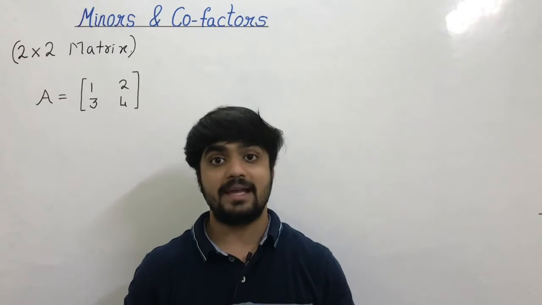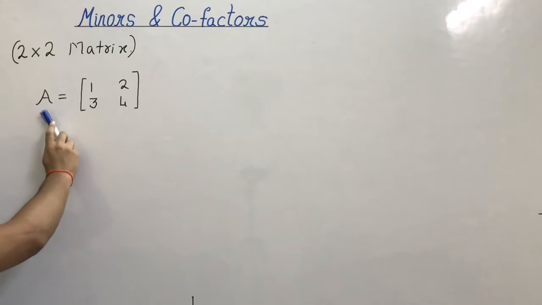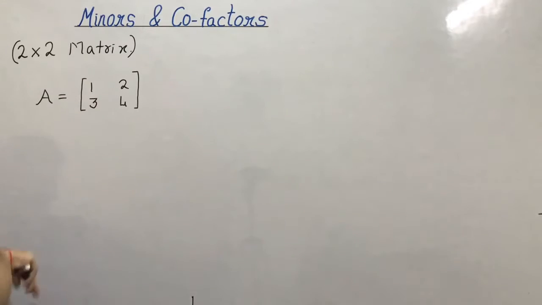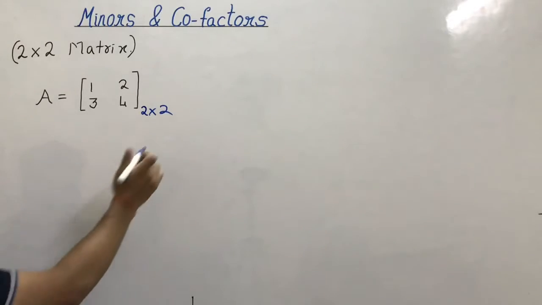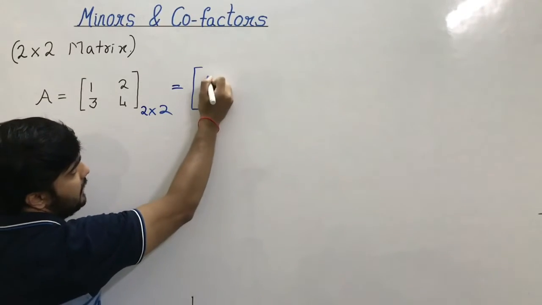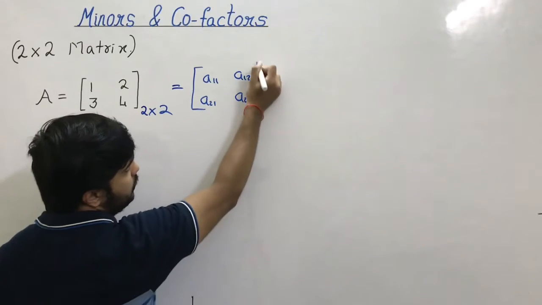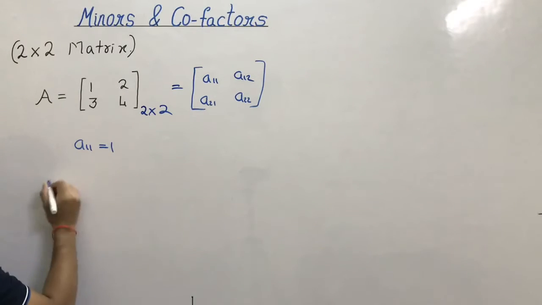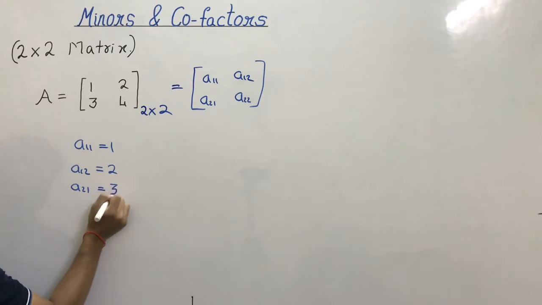First we'll find minors and cofactors of a 2 by 2 matrix. They have given one matrix A, which is 1, 2, 3 and 4. As you know, there are 2 rows and 2 columns, hence it is a 2 by 2 matrix. So the order of this matrix is 2 by 2. We write the elements of this matrix as A11, A12, A21 and A22. Hence we can write A11 is equal to 1, A12 is equal to 2, A21 is equal to 3 and A22 is equal to 4.